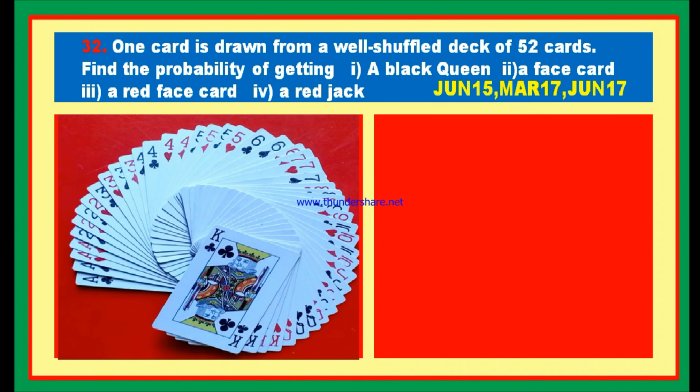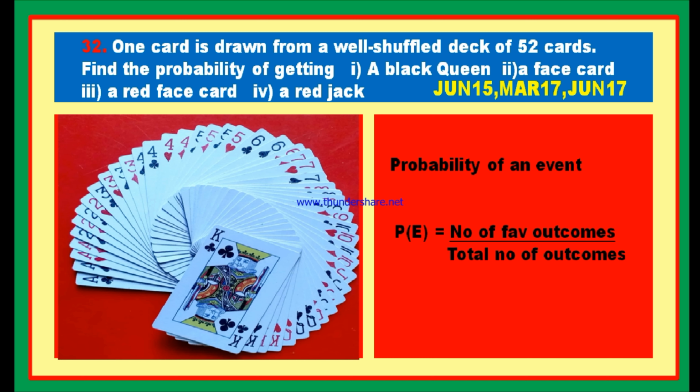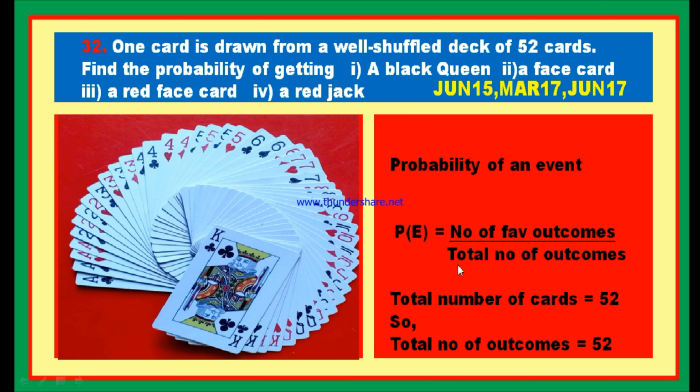Here is the deck of cards. Did you see this type of cards? Yes, this is called the deck of cards. A set of cards is nothing but a deck of cards. In total, there may be 52 cards if you exclude jokers. Therefore, the formula to find the probability of an event, P of E, is the number of favorable outcomes by the total number of outcomes. Here, the total number of cards in this deck is 52. Therefore, the total number of outcomes is equal to 52. The total number of outcomes to find out all these 4 bits is 52.